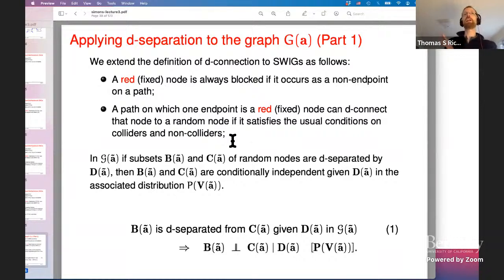Okay, so our definition of d-separation is identical to the definition that we had before, except for the fact that we never condition on fixed nodes and we never allow paths that go through fixed nodes. So in this slide, I'm talking about d-separation as being a relation among three subsets of random variables that occur in the SWIG.